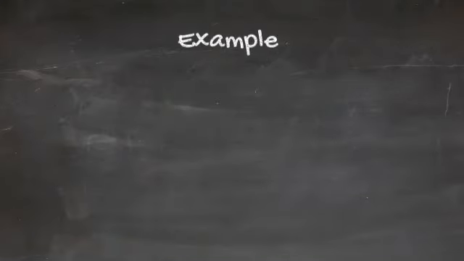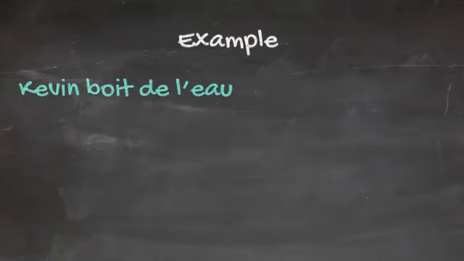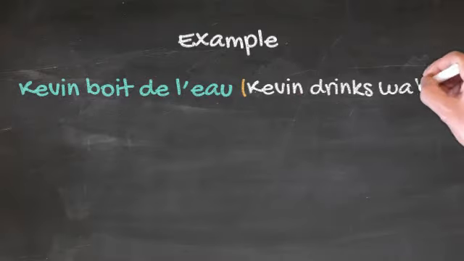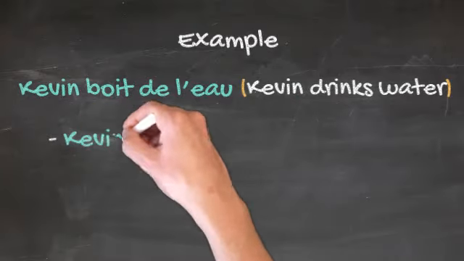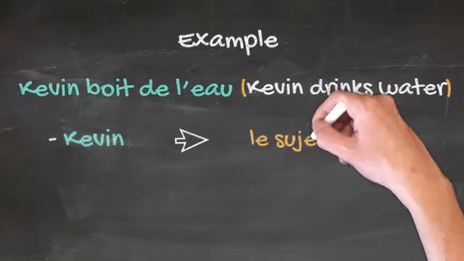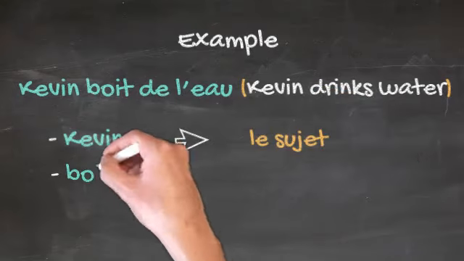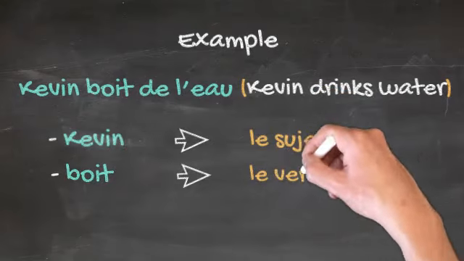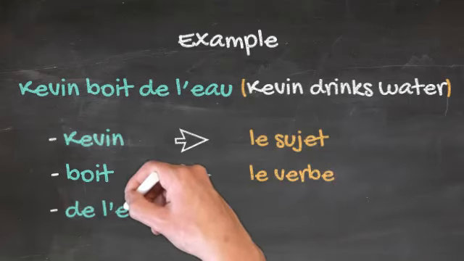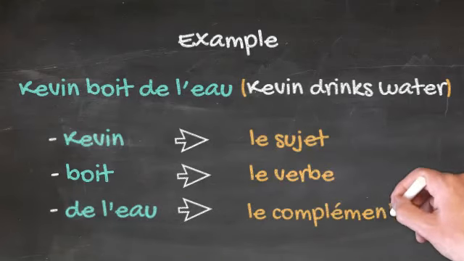For example, Kevin boit de l'eau. Kevin drinks water. Kevin is the sujet. Boit is le verbe. De l'eau is le complément.